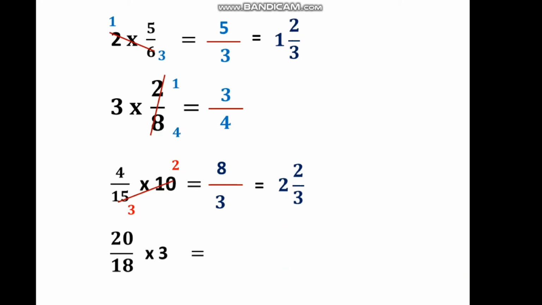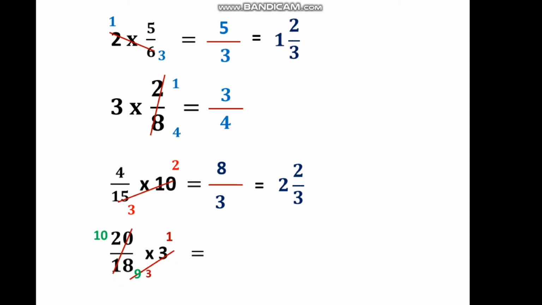Let's have example number 3. Ang ating cancellation dito is vertical. Ano ang pwede nating magamit sa 20 and 18? Obvious naman na ang gagamitin natin dito na divisor na common sa kanilang dalawa is 2. 20 divided by 2, that is equals to 10. And 18 divided by 2, that is equals to 9. Kaya lang yung 9 at saka 3 ay pwede pa po natin ma-cancel. Gagamit po tayo dito ng divisor na 3. 3 divided by 3 is equals to 1. And 9 divided by 3, that is equals to 3.